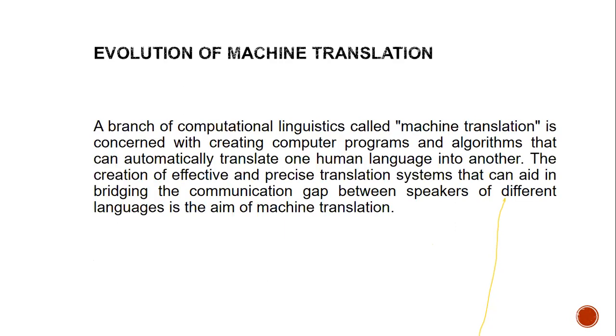All right, so a branch of computational linguistics called machine translation is concerned with creating computer programs and algorithms that can automatically translate one human language into another. The aim of machine translation is the creation of effective and precise translation systems that can aid in bridging the communication gap between speakers of different languages. So when we are doing machine translation, we are trying to automatically, underline the term automatically, translate human language from one language to the other in order to bridge the gap.